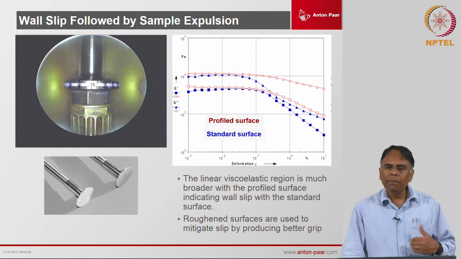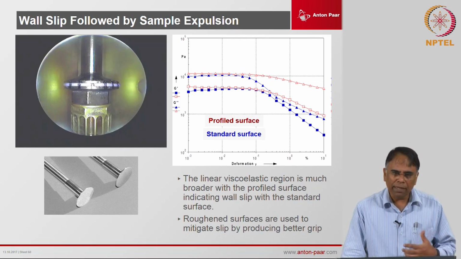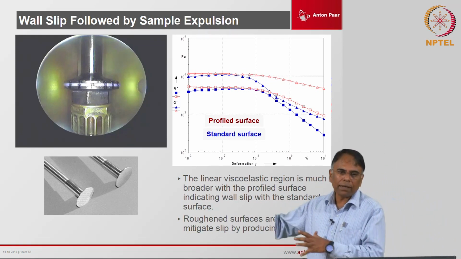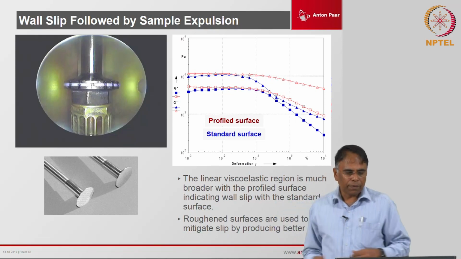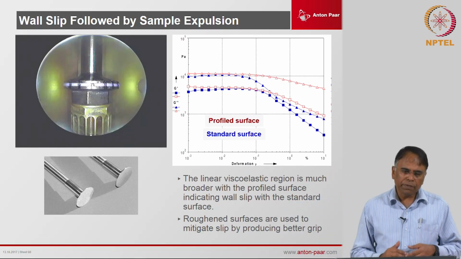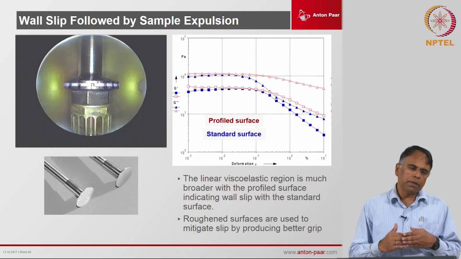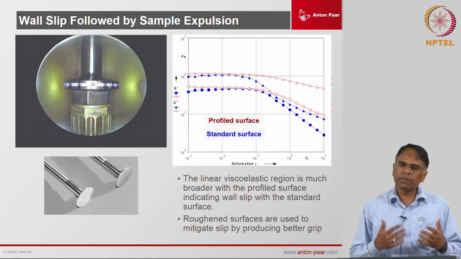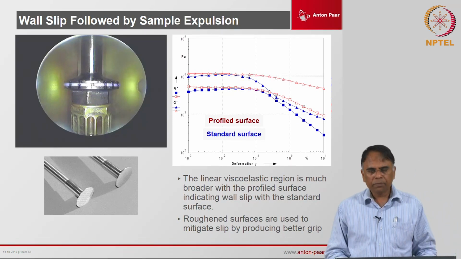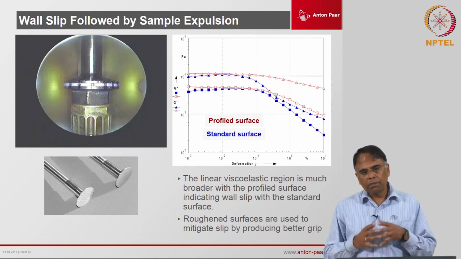There are certain geometries that can be used, I would say not to eliminate this, but to try to minimize the effect of this, or push this effect to much higher strains. So there is a geometry which we call the cone partition plate, which is generally used for this.